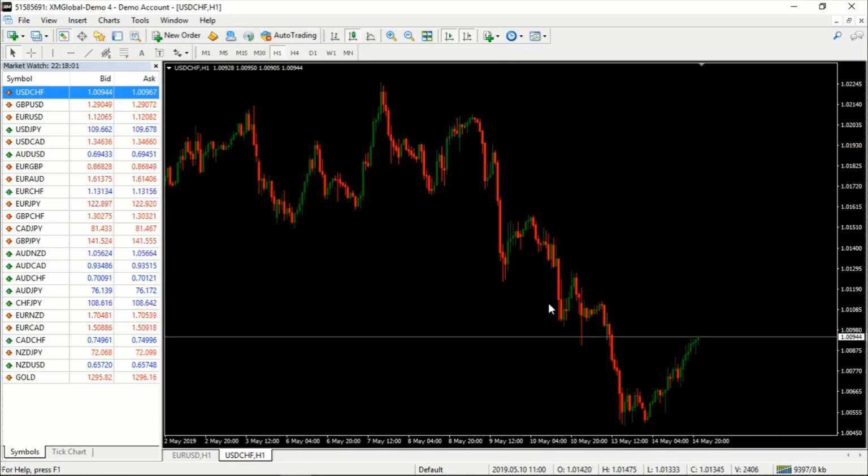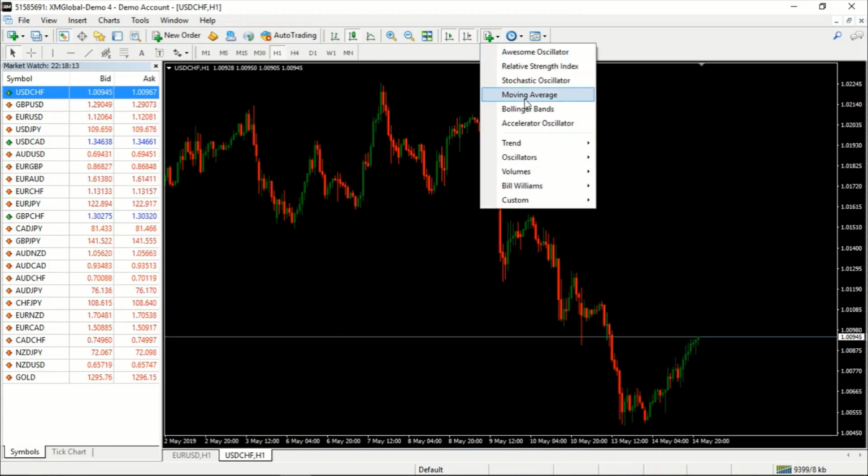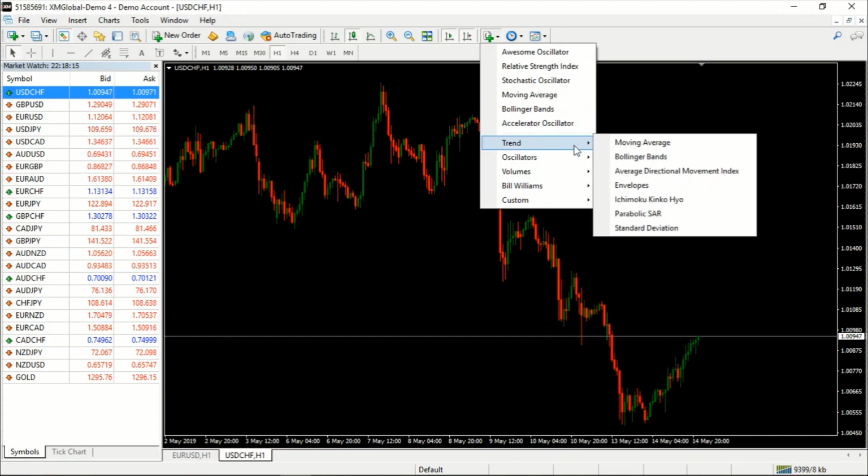Okay, average directional index or ADX. So ADX is another oscillator indicator that we will be using. This indicator you will find once again on top in your indicator list. We will go down to trend and then you will find it over here, average directional movement index, right?